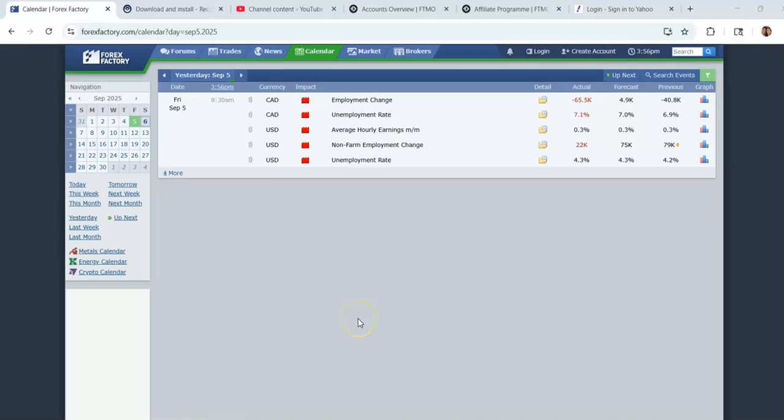I'm going to do a recap of a trade I took on Friday. This was regarding Nasdaq.